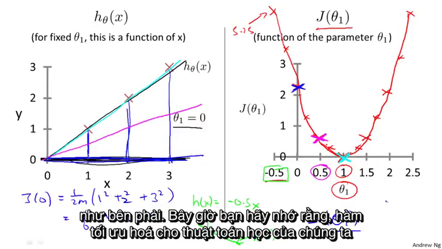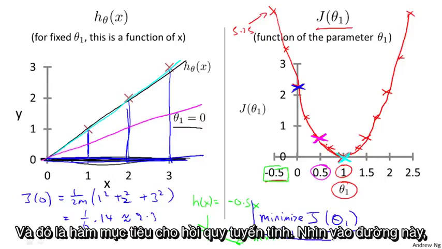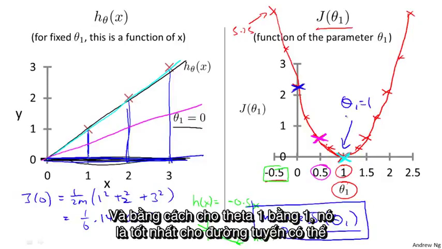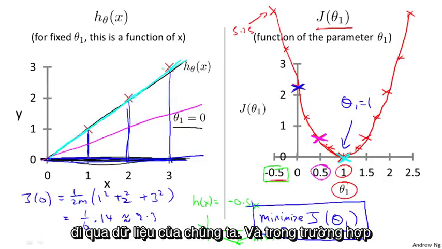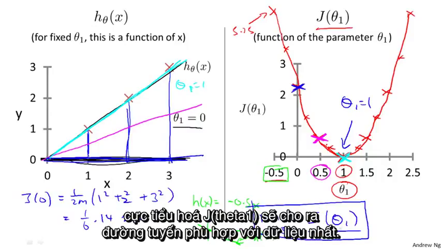Now, you remember, the optimization objective for our learning algorithm is we want to choose the value of theta 1 that minimizes J of theta 1, right? This was our objective function for linear regression. Well, looking at this curve, the value that minimizes J of theta 1 is theta 1 equals 1. And lo and behold, that is indeed the best possible straight line fit through our data. By setting theta 1 equals 1, just for this particular training set, we actually end up fitting it perfectly. And that's why minimizing J of theta 1 corresponds to finding a straight line that fits the data well.